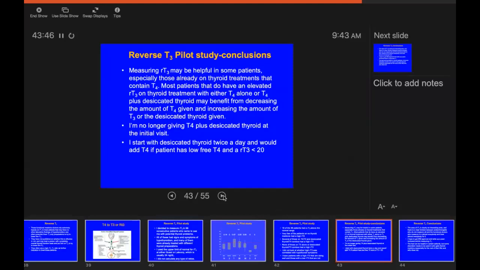So because of this, I'm not giving T4 plus desiccated thyroid at the initial visit. I put them on just desiccated thyroid, and then if they have a low free T3 and a pretty normal or non-elevated reverse T3, let's say less than 20, then I might start them on T4. But initially, I would give everybody the desiccated thyroid.